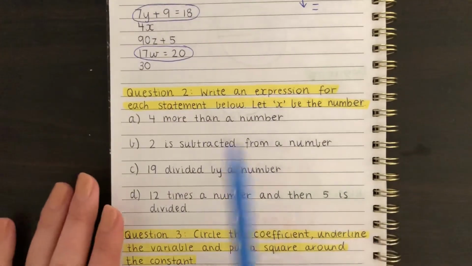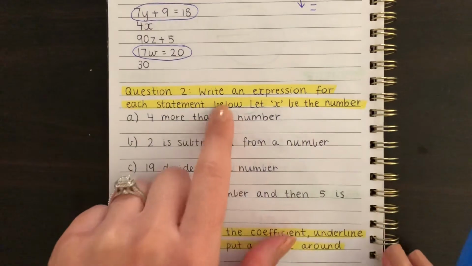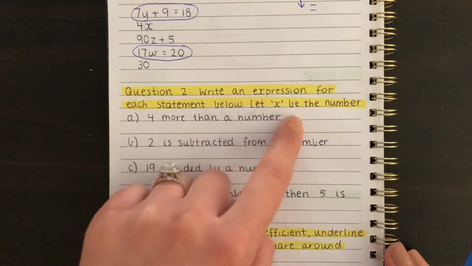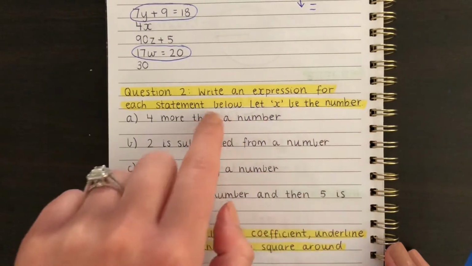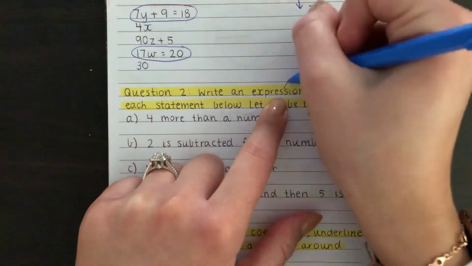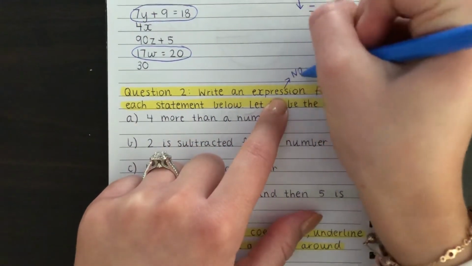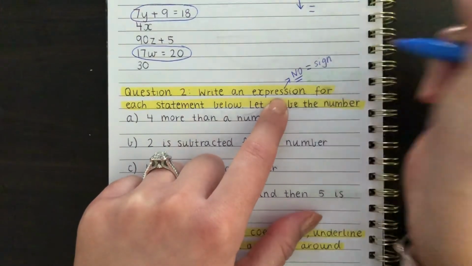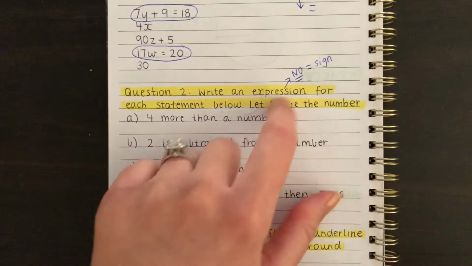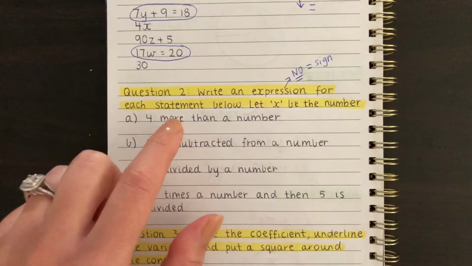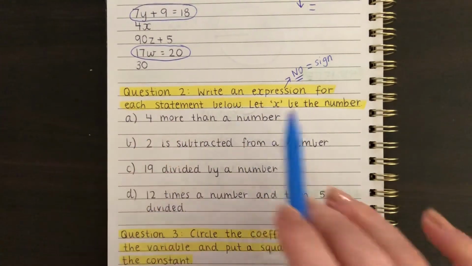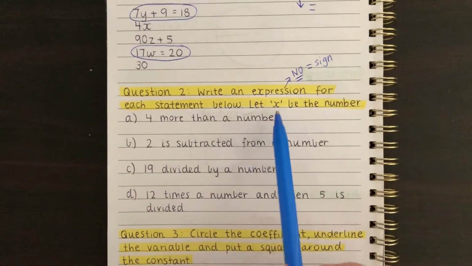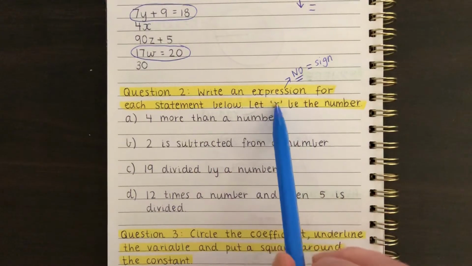Okay. Question 2. Write an expression for each statement below. Let x be the number. So we're writing expressions. That means no equal sign. Expressions don't have equal signs. So you're going to write an expression for all of these here using x as the unknown number.